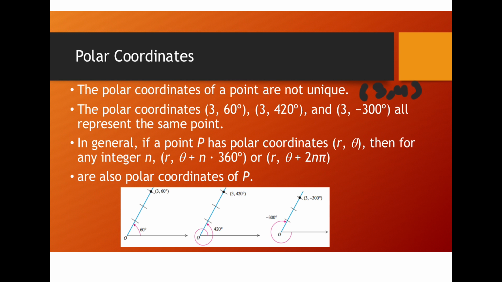In general, if a point has polar coordinates (r, theta), then for any integer n, integers are our positive and negative whole numbers, we can add n times 360 degrees to theta: n equal to 0, n equal to 1, 2, negative 1. We can have all kinds of different representations of the same point there. We can also express them in radian measurement, as you guys know.